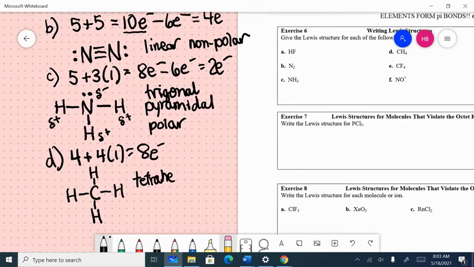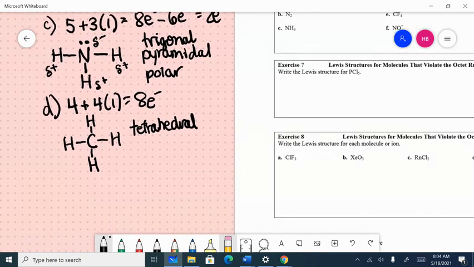Even if it did have polarity, the polarity would be canceled out by the symmetry. Tetrahedral molecules are symmetrical as long as each of the atoms attached to them are the same. CF4 is E, which I'm doing next.